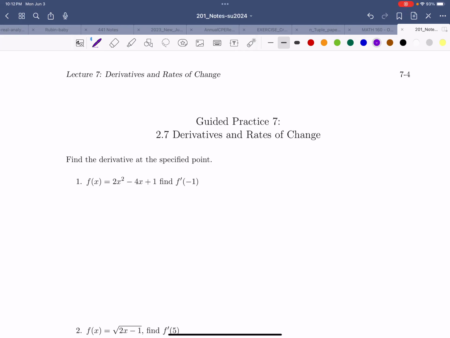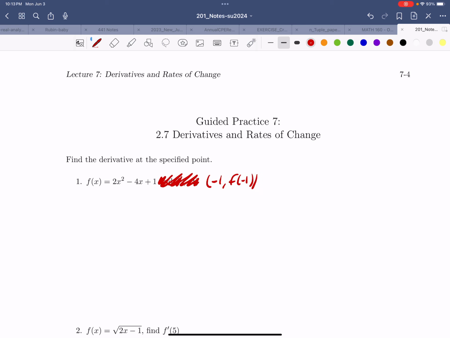Let's do some guided practice for derivatives and rate of change. Find the derivative at the specified point. Now, they don't actually give you the point. They say find f prime of negative 1. The point would actually be, just to make the question make sense, negative 1 comma f of negative 1, right?